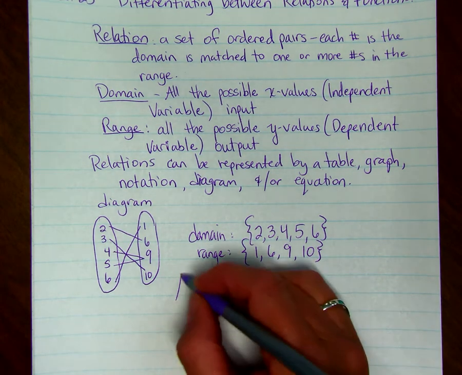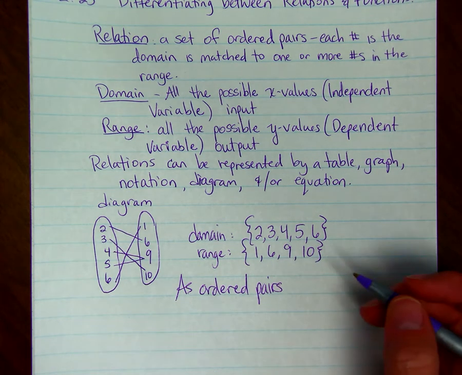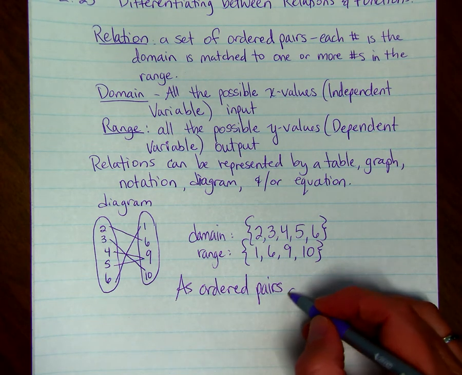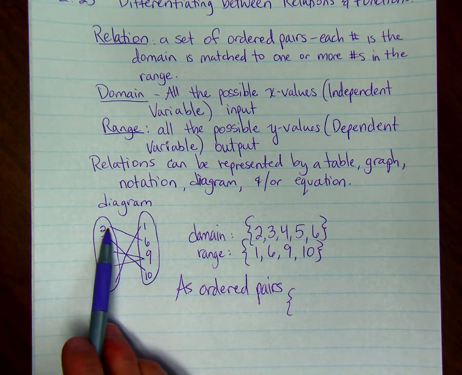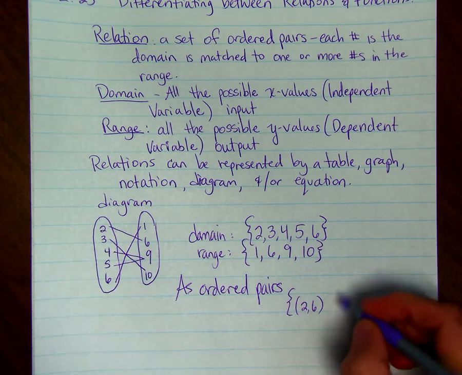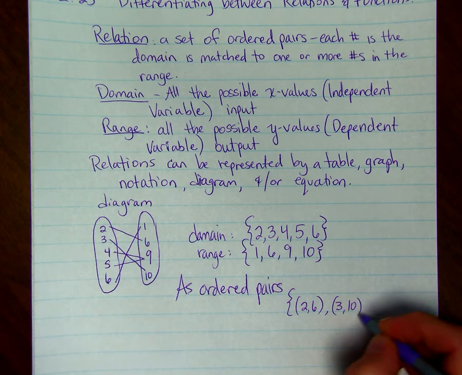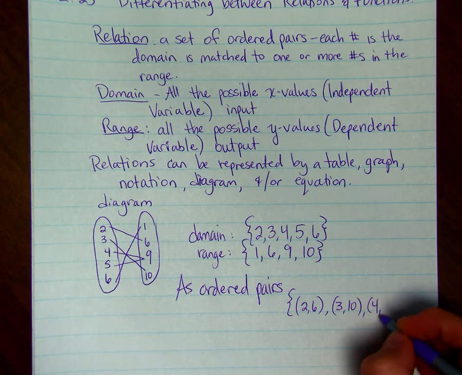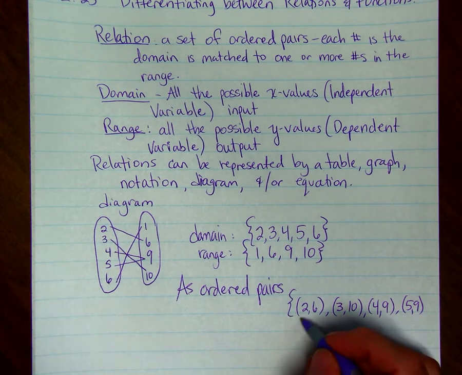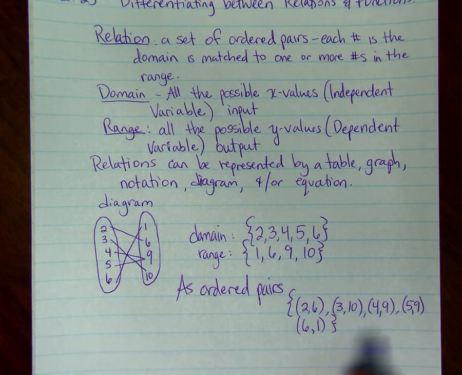Now if we want to write them as ordered pairs, we would write our braces and we'd write them as points. So we have 2 with 6, so we would say 2, 6, or input 2, output 6, then put a comma. We have 3, 10, 4 goes to 9, 5 goes to 9, and 6 goes to 1. And then we end our brace. So this is as ordered pairs.